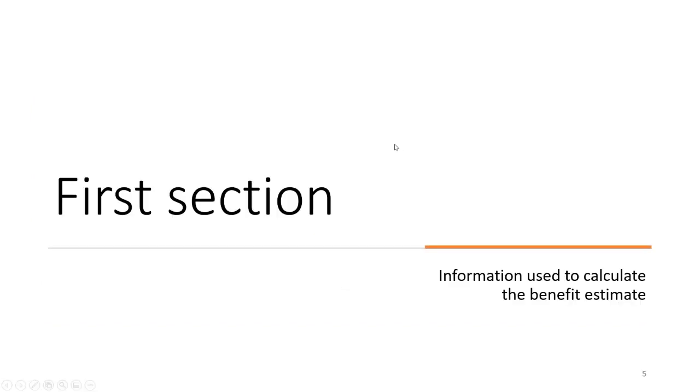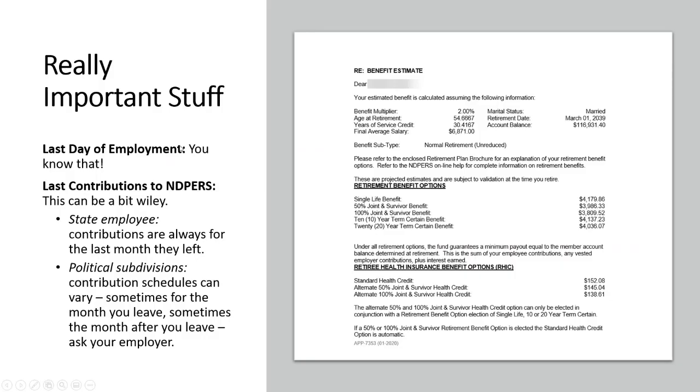So here we go. First section, we're going to break our benefit estimates into sections. Really important stuff here. These are some things that we look at when we're calculating benefits. Last day of employment. Now you know that. So you would let us know if you're retiring, if we're going to run your estimate, or more importantly, if you go do your own.